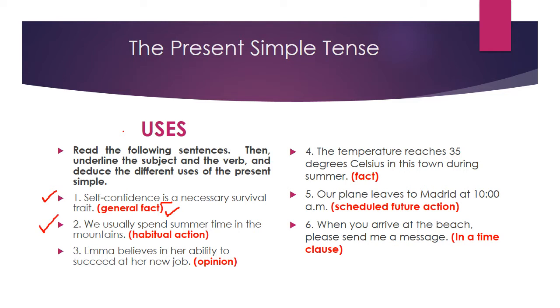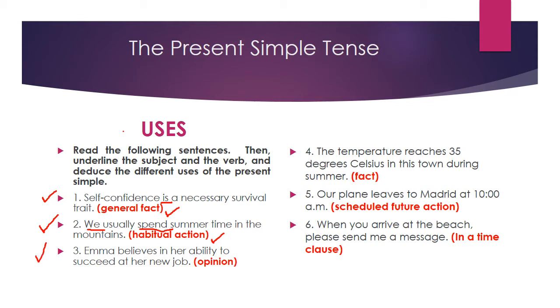2, we usually spend summertime in the mountains. We spend. I also use the present simple tense. Why? Because I am expressing a habitual action. So first use general fact, second use habitual action. It's a habit. We usually spend summertime in the mountains. I sometimes go to the movies at night. He seldom visits this town, etc. So it's a habitual action or it's a habit.